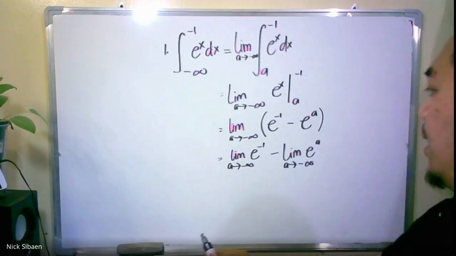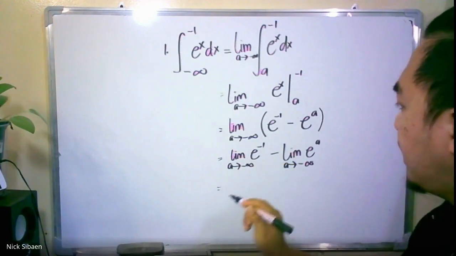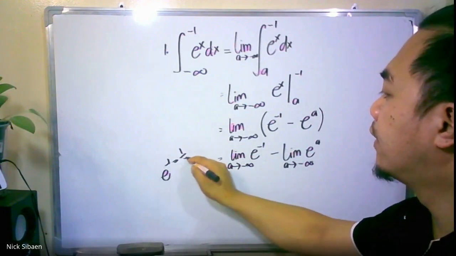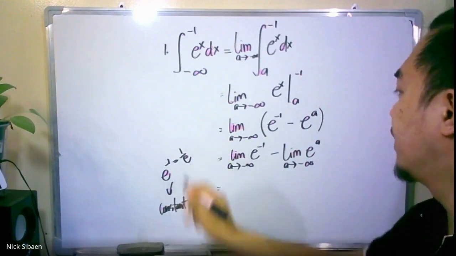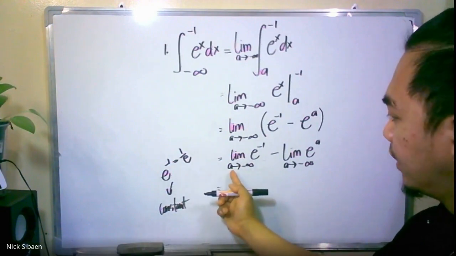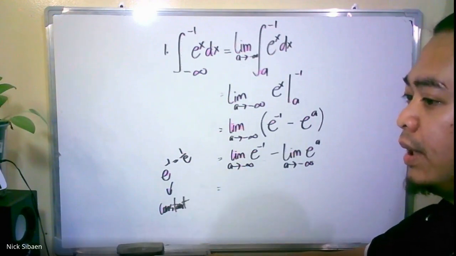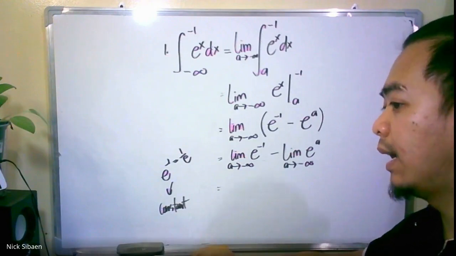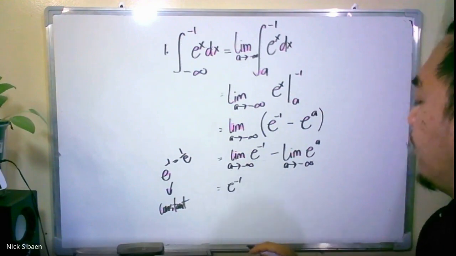So sa unang limit, kailangan alam natin kung ano yan. What is e raised to negative 1? E raised to negative 1 is just the same as 1 over e, which is just a constant. Constant lang, walang variable na involved dyan. Our variable here is a. So since it's just a constant, we're going to make use of the first property na nakalagay dyan. The limit of a constant as x approaches any number a is simply the constant. I-copy lang natin si e raised to negative 1.